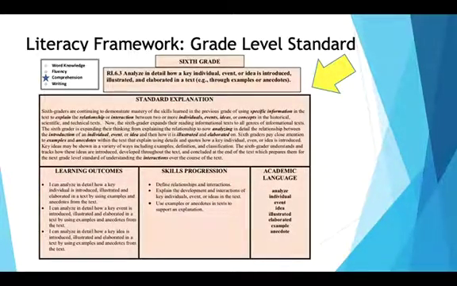Now we see the grade level standard is included. The anchor standard is not on this page because the sole purpose now is to know what is expected to demonstrate mastery of this standard.